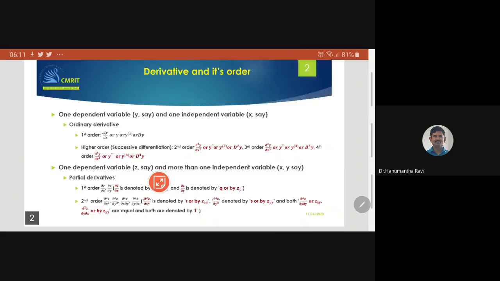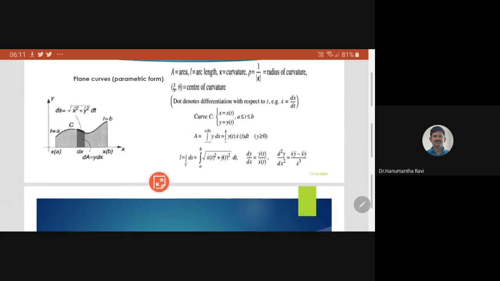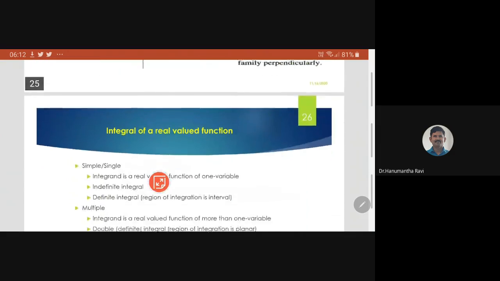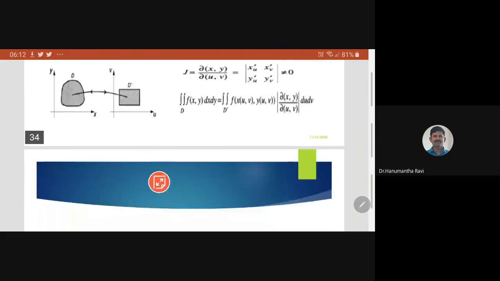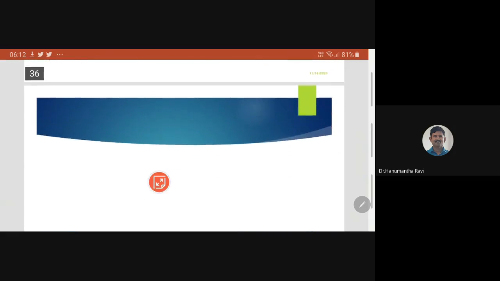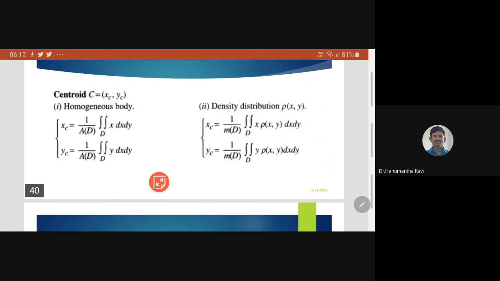So here, we will have a quick view of the definitions for the gradient, divergence, and curl operators. We will recall the statements of Green's theorem, Stokes theorem, and Gauss divergence theorem, and then we subsequently move to the problem solving session.